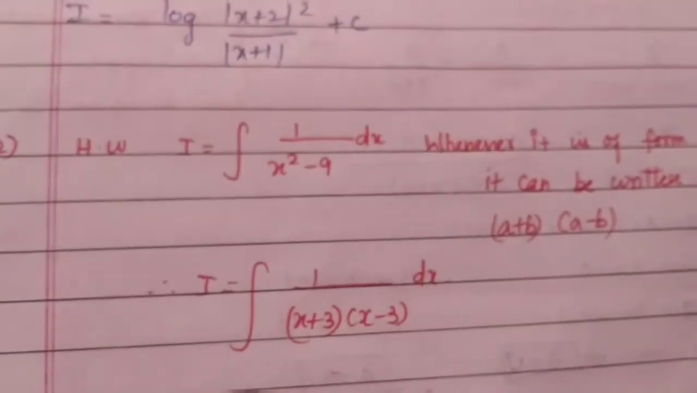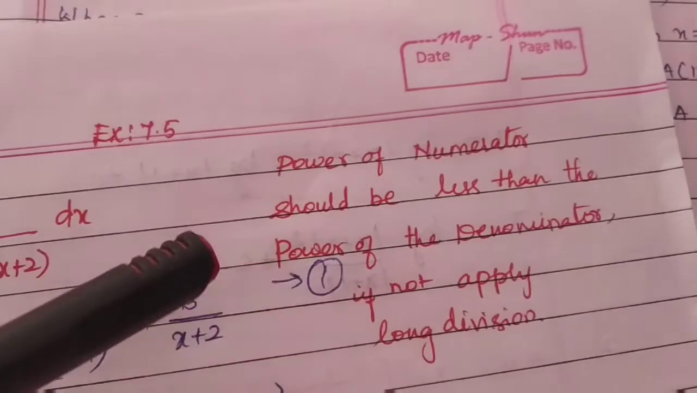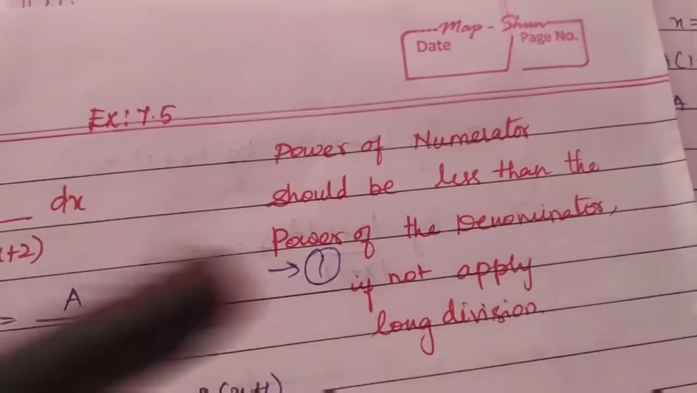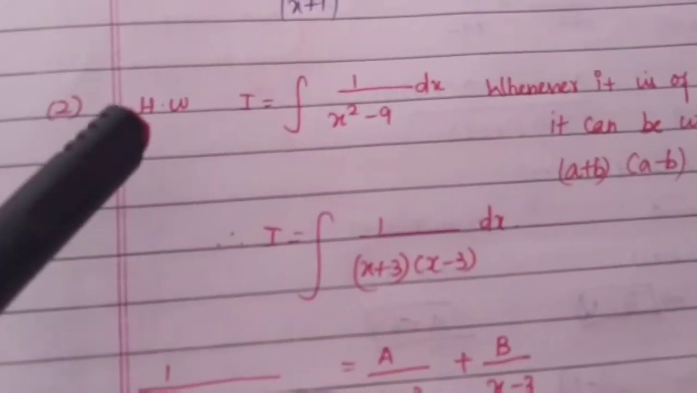The next question, and one more thing I want to say: the power of the numerator should be less than the power of the denominator. If not, apply long division that I told in the introduction part itself. The next question is a homework sum.